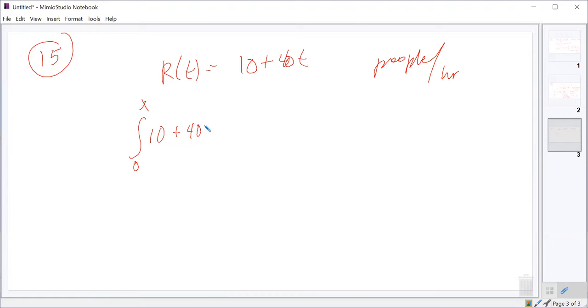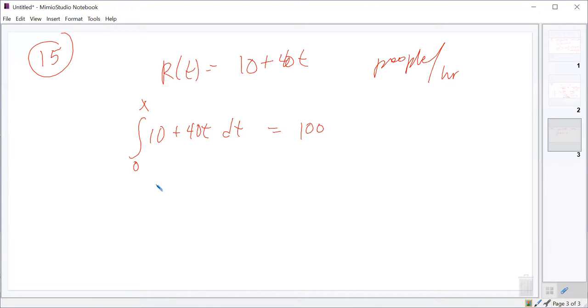The integral of 10 plus 40t dt, and we want that to equal 100, right? Because if the rate is 10 plus 40t, the integral of that will be the number of people that have arrived. And so we'll find x, how many hours after the beach opens, when this number of people is 100, right? When 100 people will be there. Does that make sense conceptually on your setup there?